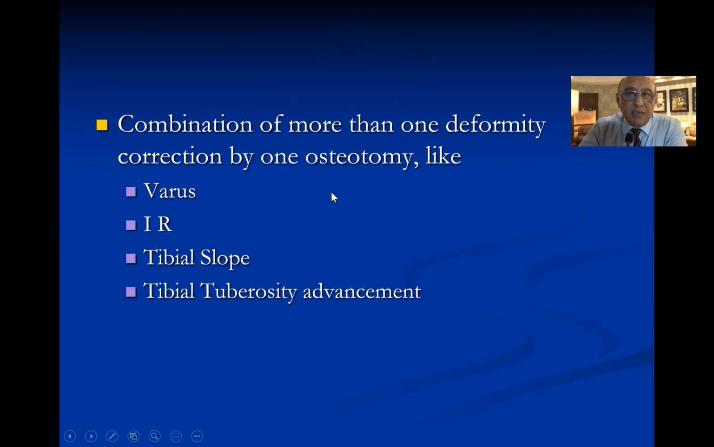Actually, in some osteotomies, you can combine correction of more than one deformity, like you correct the varus with the internal rotation, and you can change the tibial slope by maintaining it or increasing or decreasing it. And at the same time, you do anterior translation for the tibial tuberosity by advancement.